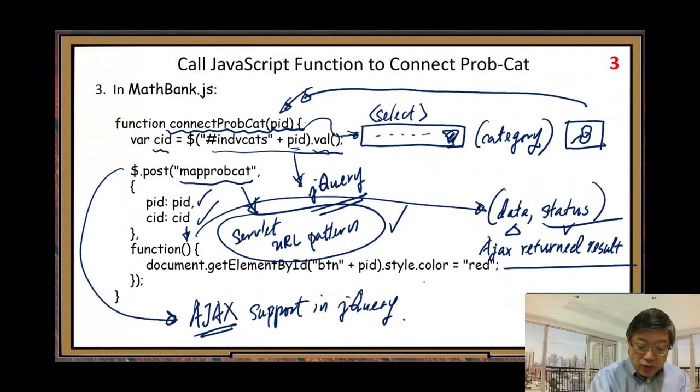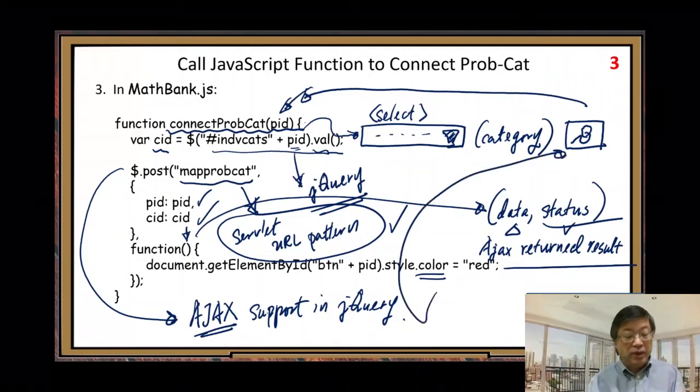Here inside the function, we just change the color of the button, the color of the link button, connect button. The reason is I want to tell the user, after the user clicks the button, there is something changed. Otherwise, the user does not know if the mapping really works or not. So here I change the color of the button, so the user sees, oh, it changes. That should mean it works. All right? So that's the purpose. That's step 3.